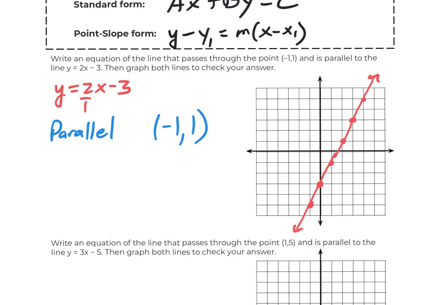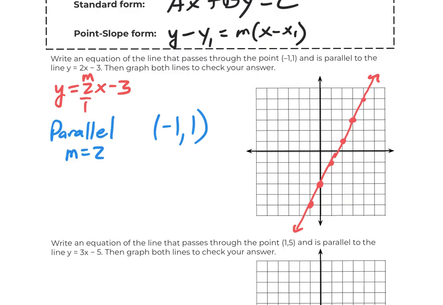And so what I'm going to warn you here is don't overthink it, right? Sometimes we think we have to do something to the slope. We don't have to do anything to the slope. This is my original slope, and my slope here is staying exactly the same. If it's parallel, don't do anything to it.